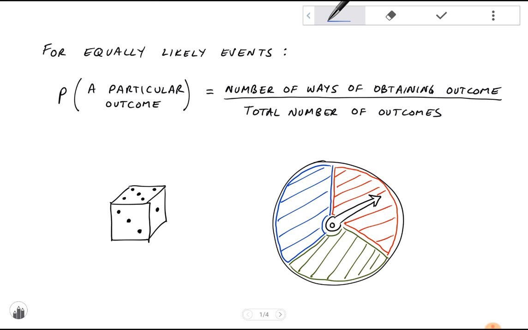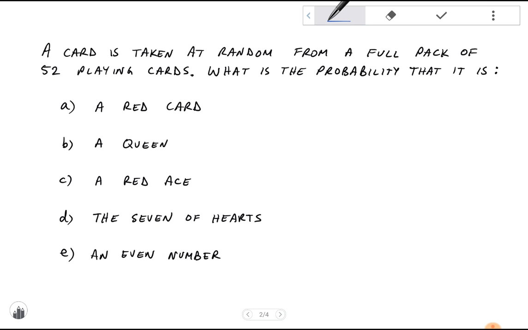All right, let's use this definition in some questions. So the probability of something is the number of ways of getting that something, divided by the total number of outcomes. Our test here is, a card is taken at random from a full pack of 52 playing cards. What is the probability that? And we have a bunch of different options to look at here. So the first is a red card. So what we're evaluating here is what's the probability of getting a red card.